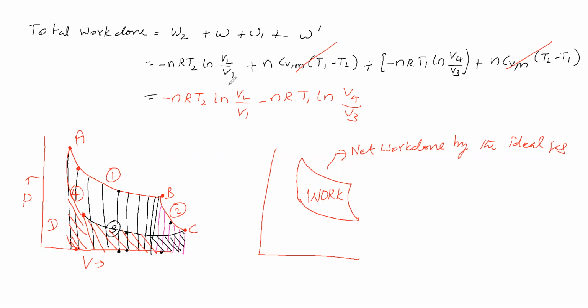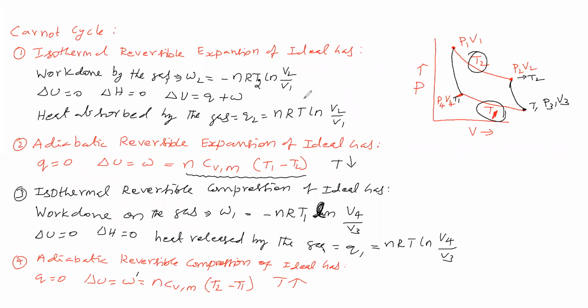Okay, sir. Now we will take the second step. The second step is adiabatic reversible expansion of ideal gas. In the second step, delta U is equal to W. That point we will take. Okay, delta U is equal to W.